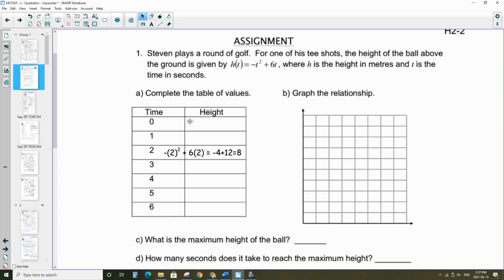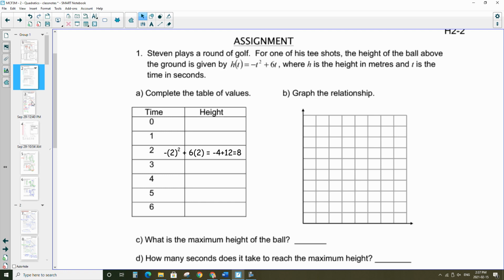So if I plug in 2, it's negative, then the 2 gets squared, plus 6 times 2. You're going to square the 2 first, which will give me positive 4, and then you tack on that negative sign in the front, right? So it's negative times 4, which is negative 4. So be careful with that, plus 12. So you should get 8 meters for 2 seconds. All right, so you're going to complete those two examples, take a photo, submit it.